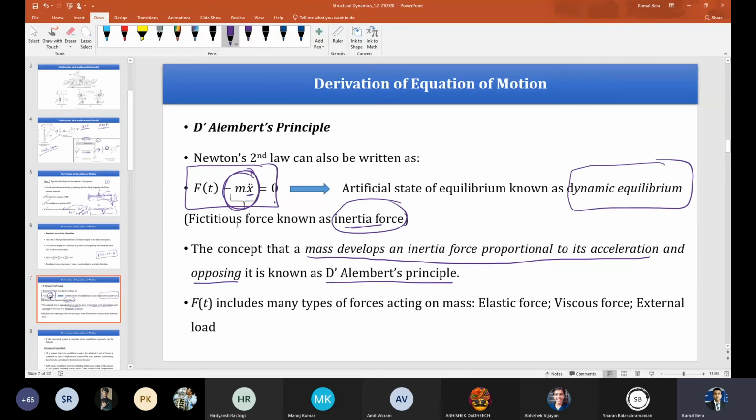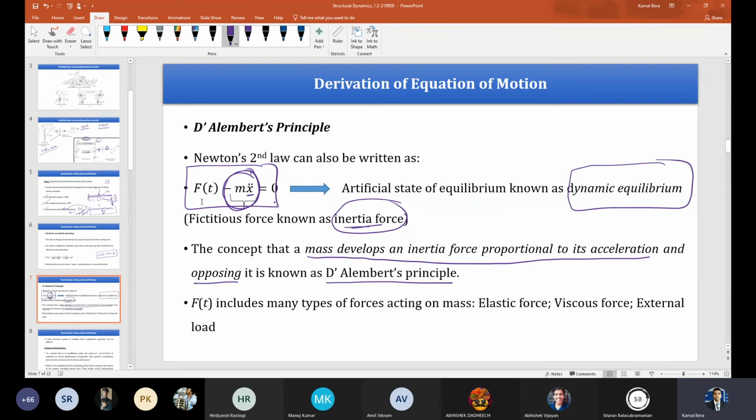But it will be helpful for multiple degrees of freedom systems to write D'Alembert's principle, and especially for a structure or system subject to ground motion. It will be much easier and more convenient to formulate the equation of motion using the D'Alembert principle. So just remember that this is a fictitious force known as the inertial force, proportional to the acceleration and opposing it. Using that also, I can formulate the equation of motion based on this dynamic equilibrium approach.